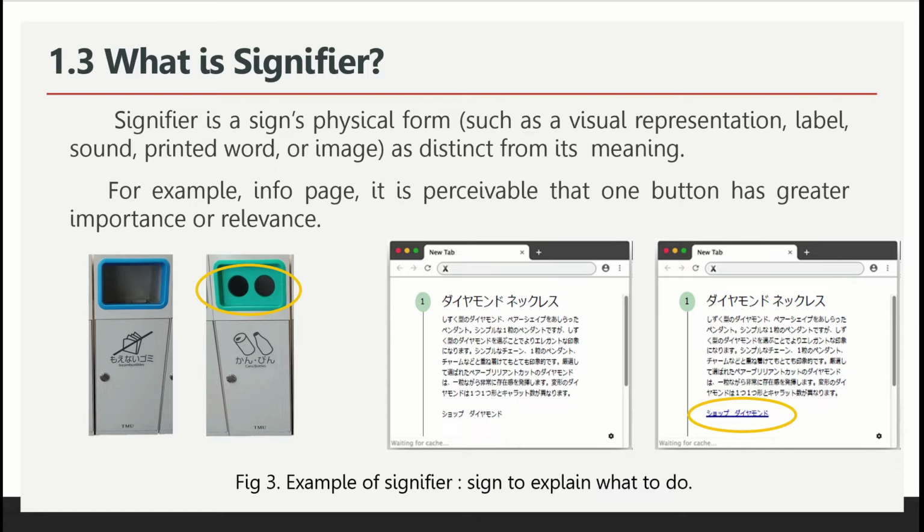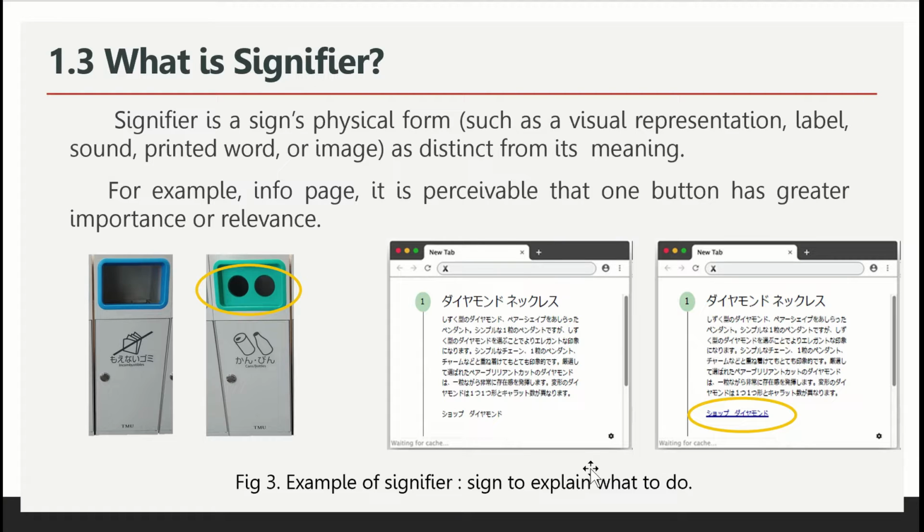What is a signifier? A signifier is a sign's physical form, such as a visual representation, label, sound, printed word, or image, as distinct from its meaning. For example, garbage shows a sign in a circle, a food can, and a water bottle. If you can see one bottle in the info page, it is perceivable that the one bottle is more important than the others.